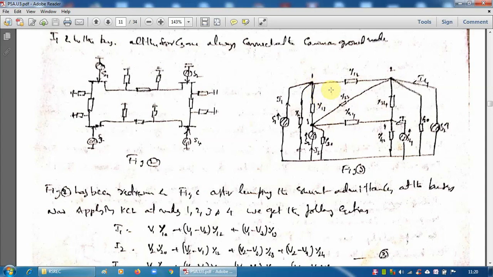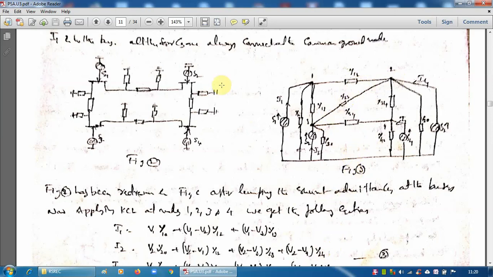Off diagonal element Y12 is nothing but the negative of the admittance between nodes 1 and 2, buses 1 and 2. So here for this problem, Y bus element Y12 equals minus of this value, minus of Y1. Similarly, Y bus element Y23 is equal to minus of this value, Y2. So like that, off diagonal elements can also be calculated. So total Y bus can be constructed.